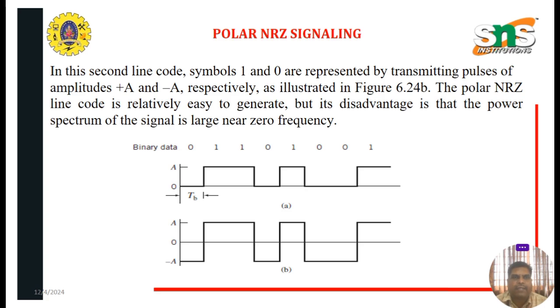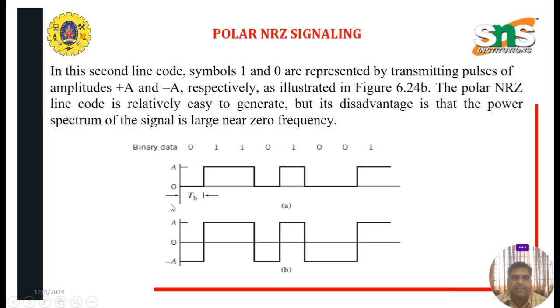The next, second line code method is polar NRZ signaling. In this line code, symbols 1 and 0 are represented by transmitting pulses of amplitude positive A and minus A respectively. If you see the figure, the input binary bits 0, 1, 1, 0, 1, 0, 0, 1 are represented in the form of plus A and minus A. The polar NRZ level line code is relatively easy to generate, but its disadvantage is that the power spectrum of the signal is large near 0 frequency.